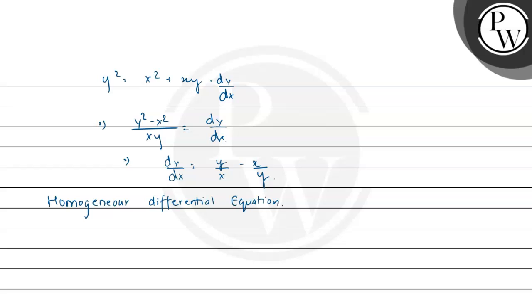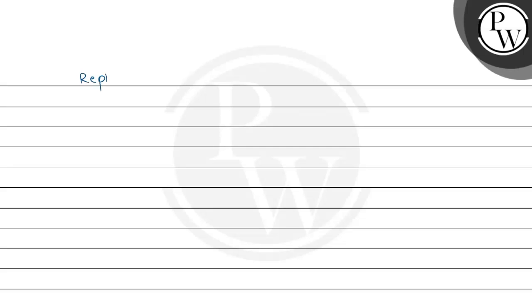To solve a homogeneous differential equation, we substitute the value of one variable with respect to another. So let v times x equal y. This would mean that dv by dx times x plus v is equal to dy by dx. Hence, if we call this equation 2 and the earlier one equation 1, I'm going to replace 2 in 1.